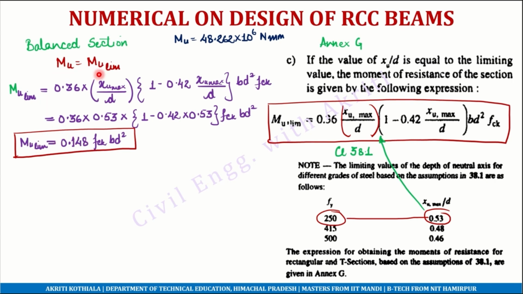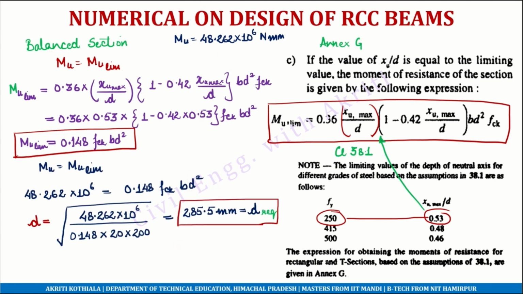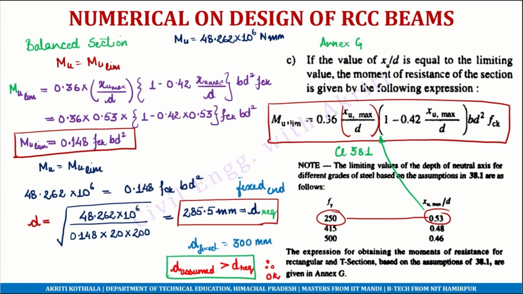Now equating these two, we can calculate the value of D required for the given bending moment. So solving for D, we get D required equal to 285.5 millimeters. Now, this is for the fixed end, and we had assumed that the value of D at the fixed end is equal to 300 mm, which is greater than the required value, hence we are safe.